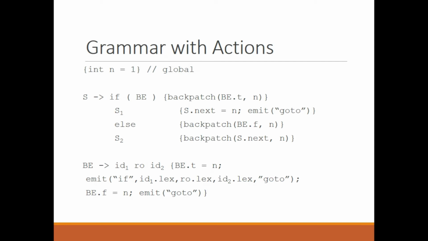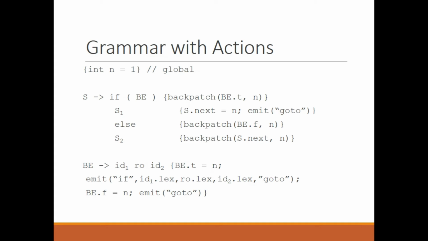And after that, there is a next statement to avoid the else if the if statement is true, and after that there is an else statement for the branch equals dot f, which corresponds to the branch for the false if condition statement, and here we are also backpatching for the false statement, and finally after the S2 we are backpatching for S dot next.